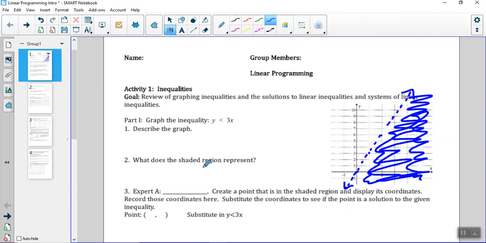So what does the shaded area represent? It does have a name. It's called the feasible region, and we're going to get to that soon. But the shaded area represents all of the points that are solutions. So there are an infinite number of points in this shaded area, and all of the points that are in here would be solutions to your inequality.